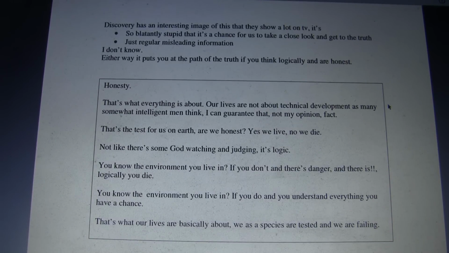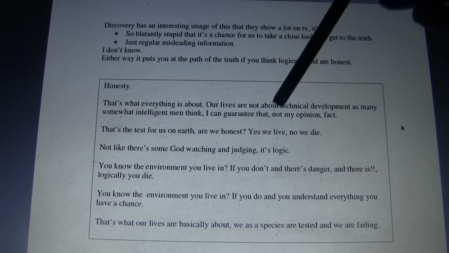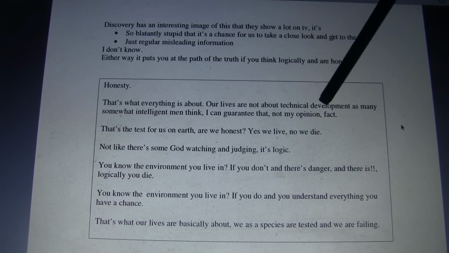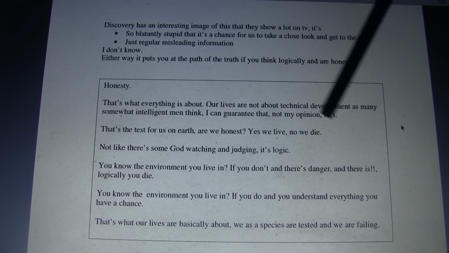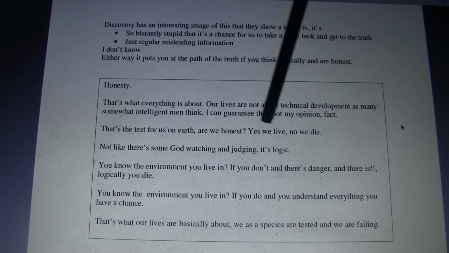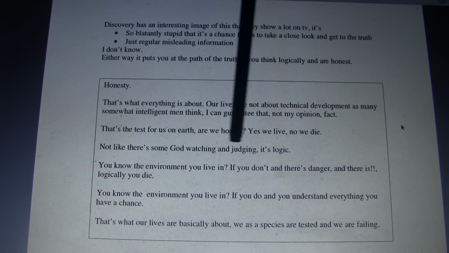So it all has to do with logic and being honest. Honesty, that's what everything is about. Our lives are not about technical development, as many somewhat intelligent men think. I thought that too, like, oh, we have to develop as a society with all this technology. But it's not. I can guarantee that. The highest controllers, they have said it. It takes so long to explain, now I do it in a video. But it's a fact. So that's the test for us on Earth. Are we honest? Yes, we live. No, we die. It's not like there's some God watching and judging.